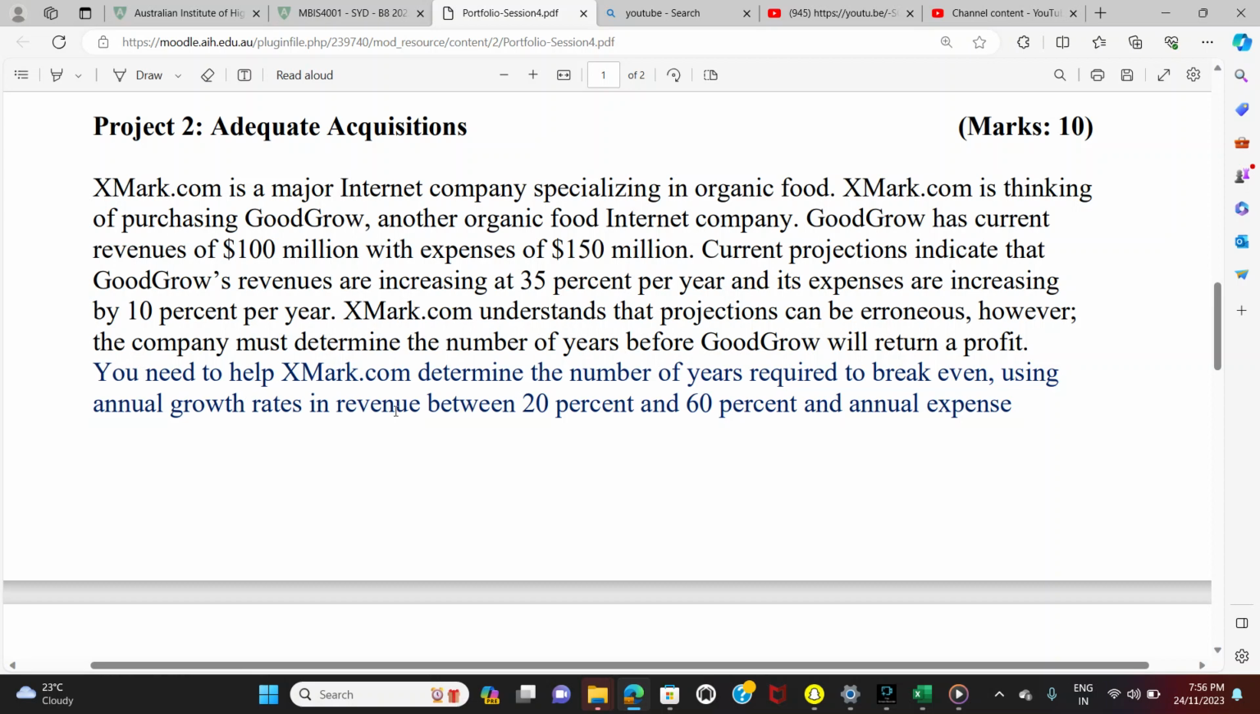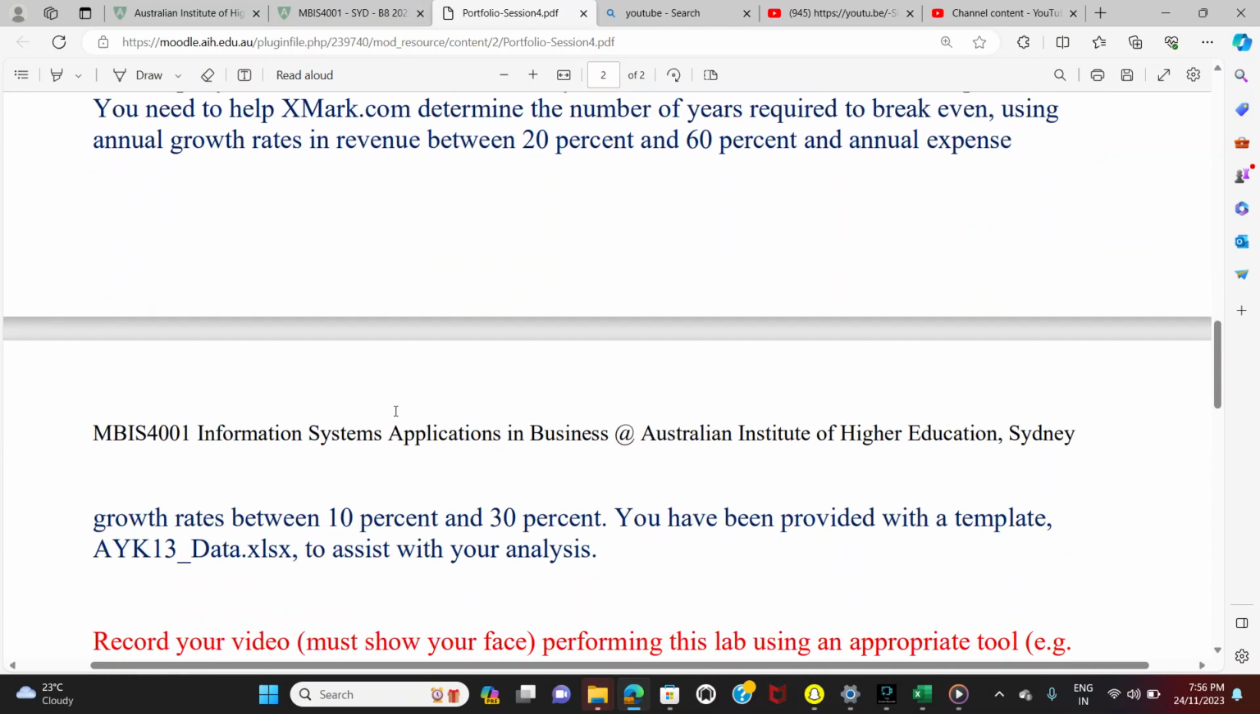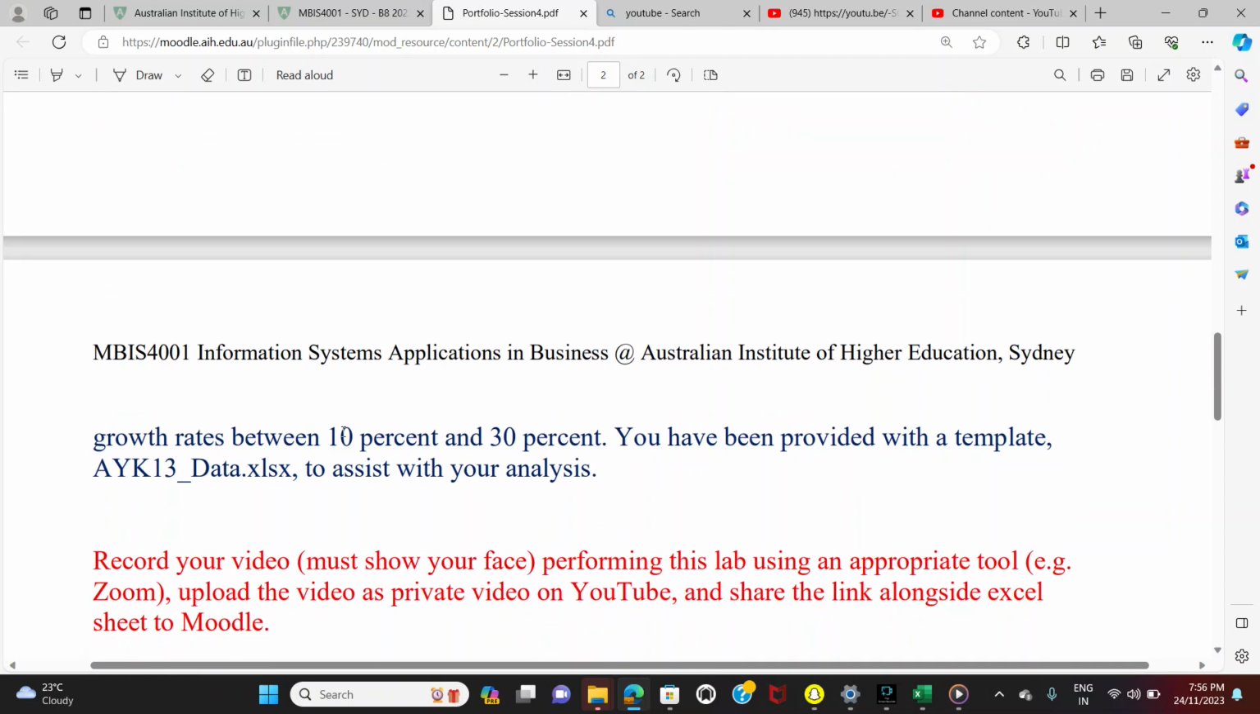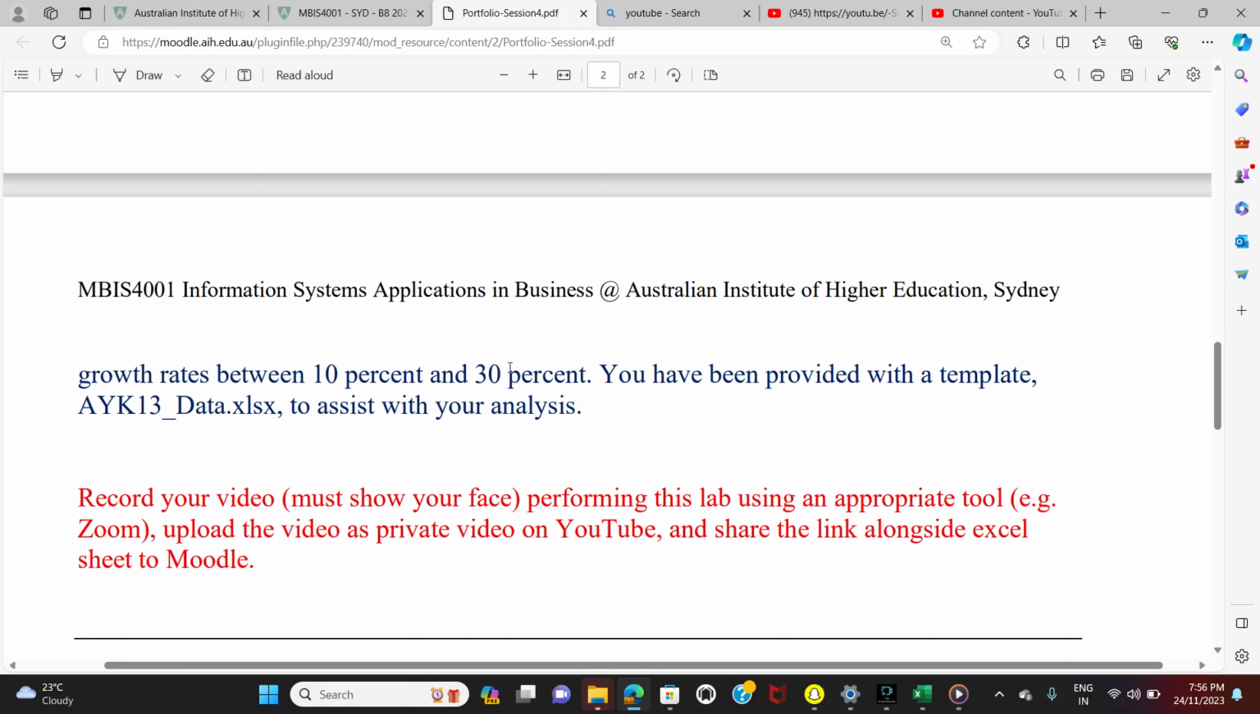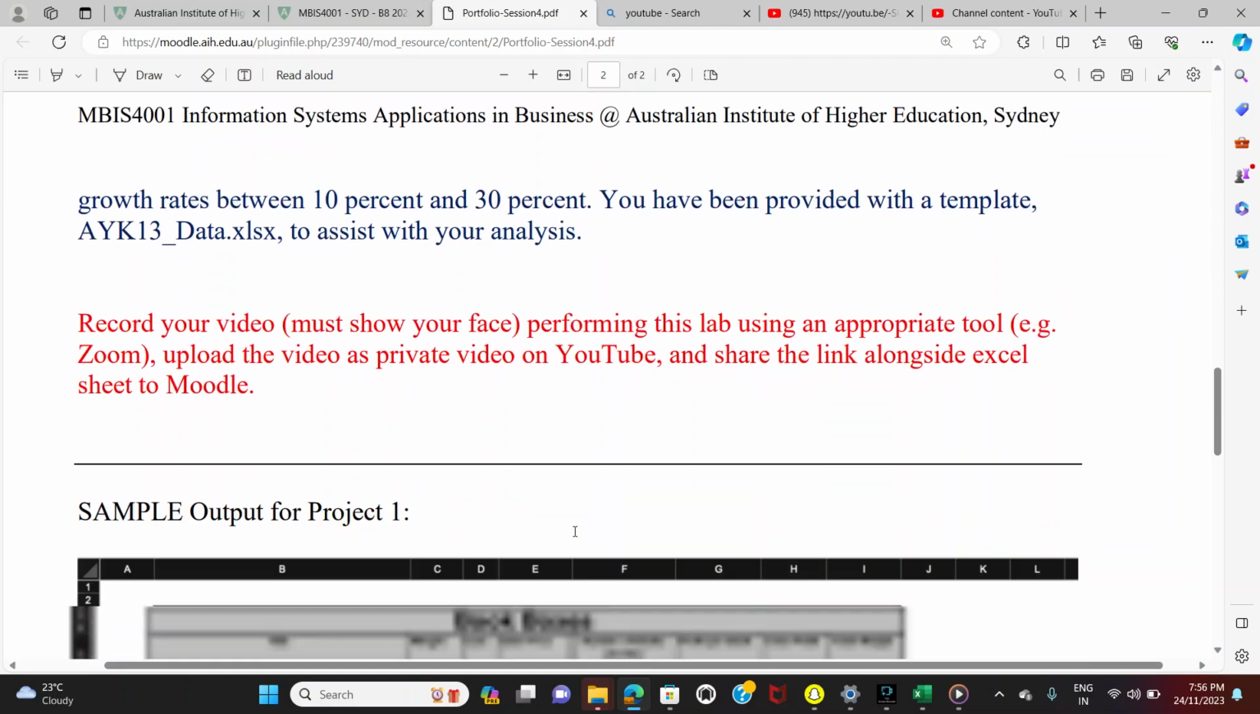We need to help Xmark.com determine the number of years required to break even using annual growth rates in revenue between 20% and 60% and annual expenses growth rate between 10% and 30%. You have been provided with the template to assist with the analysis.